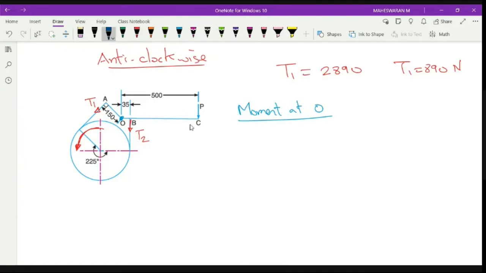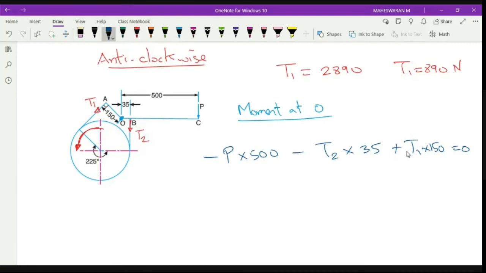So now let me take moment at point O. If I take moment at point O, what will we get? It is rotating in clockwise, so minus P into 500, and minus T2 into 35, plus T1 into 150. This is equal to 0.